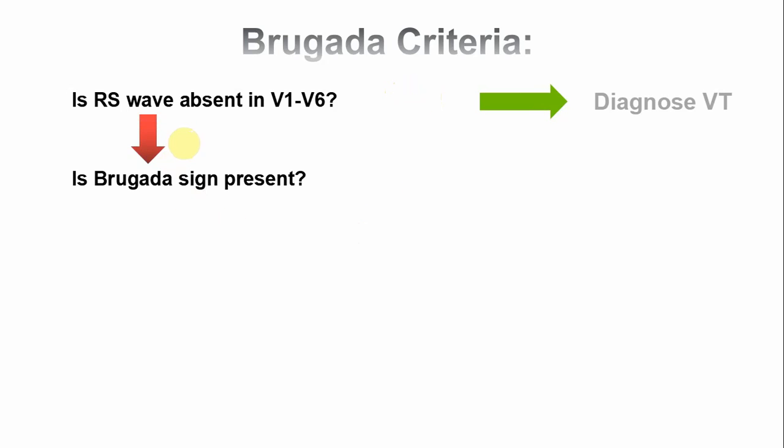The next step is the Brugada sign. The Brugada sign is from the beginning of the R wave to the nadir of the S wave more than 100 millisecond or 2.5 small squares. If this criteria is present, this is supposed to be VT, highly likely. It has got high specificity, but sensitivity is not that great, I think 66%. So we cannot rule out VT if this Brugada sign is absent. So we'll go to the next step.